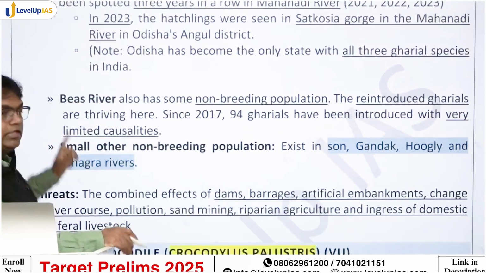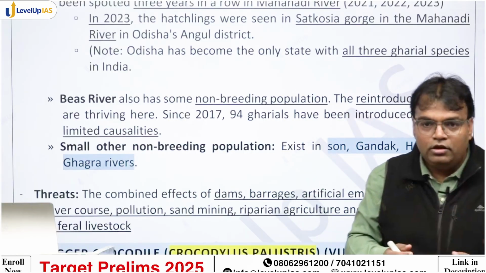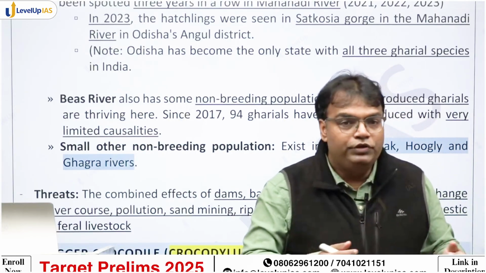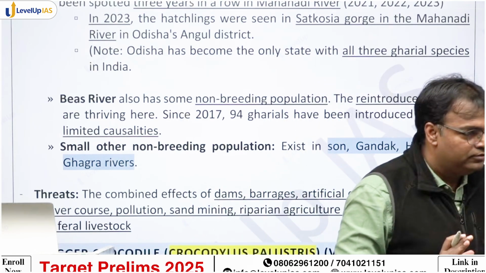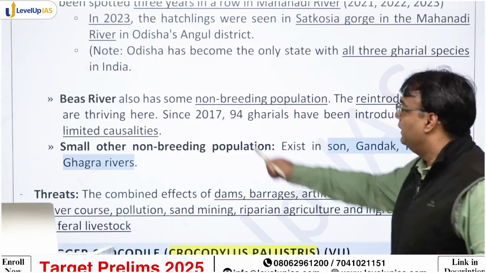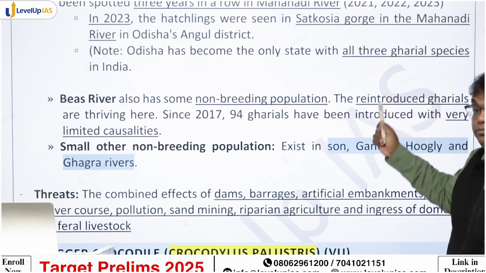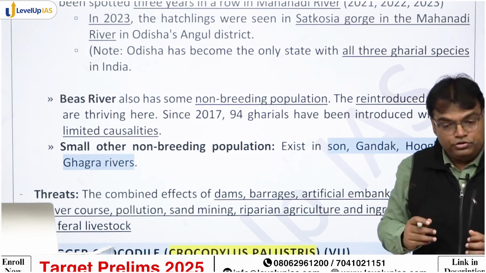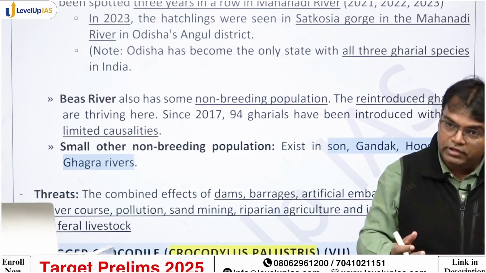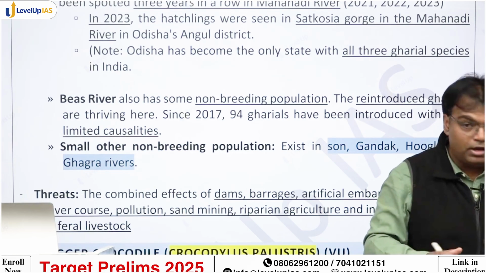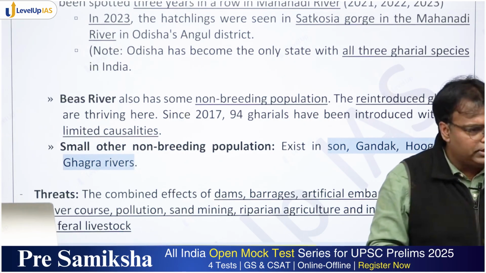Now, other things: there are non-breeding populations. In order to conserve Gharial, or to spread their breeding population more, we are introducing Gharial in other rivers also. So there are some non-breeding populations in other rivers. For example, the Baghi river has some non-breeding population. The reintroduced Gharials are thriving here. Thriving means we introduce some hatchlings, some kids, and they are growing and surviving as if they are getting naturalized. We will not say they are fully naturalized, but as if they are getting naturalized. In the past they were there, so they will naturalize.